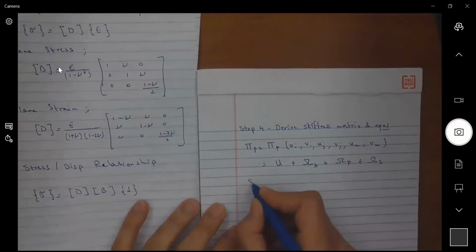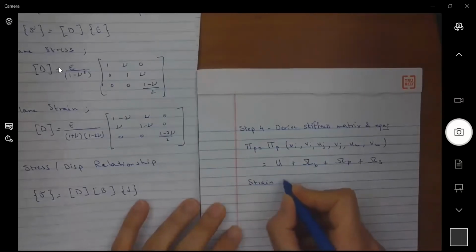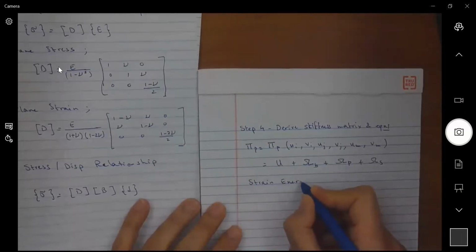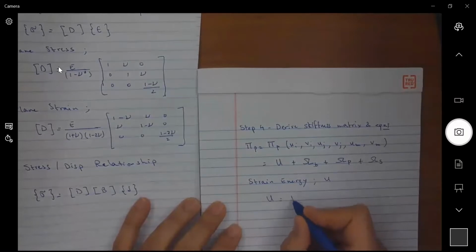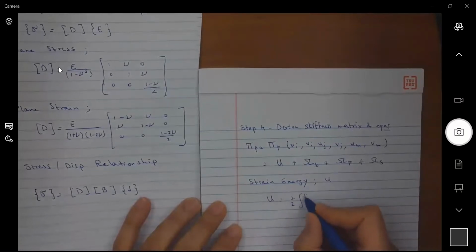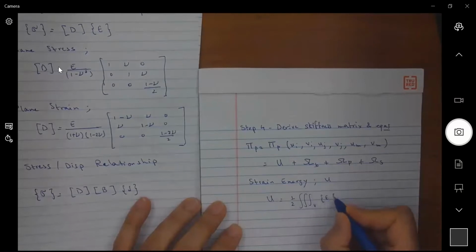I'm going to start here with the strain energy, U. U may be expressed by half the triple integral over the volume of epsilon transpose times sigma dV.